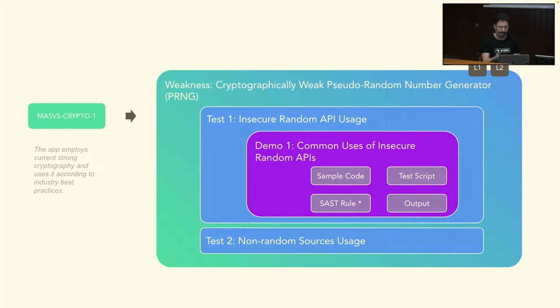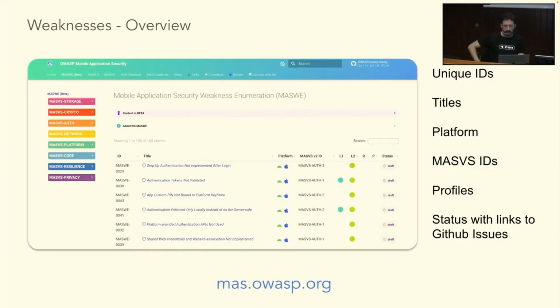And the cool thing, I'm very excited about this, is the demos. Not demos in the sense of a conference presentation demo, but actual demos with sample code and test scripts. We're going to take those tests and apply them to a real app, so you can learn how this works and do it yourself as well, you will see. So this is everything on our website, mas.owasp.org, and it's also on GitHub.